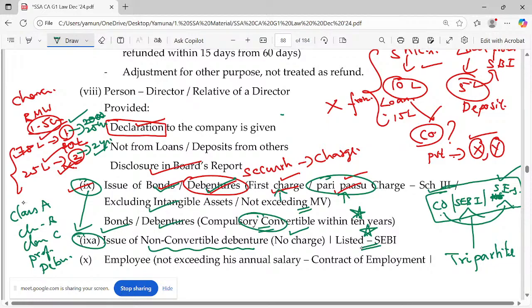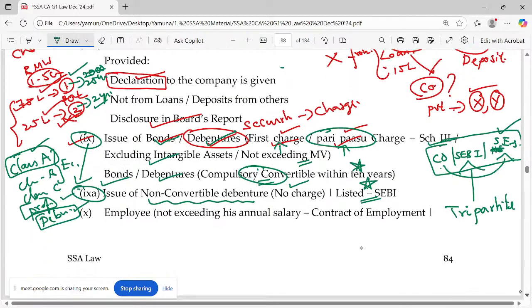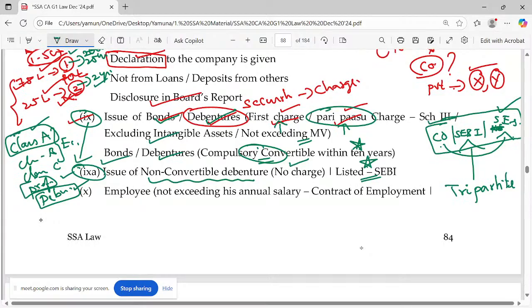Now how many varieties are there? Class A, Class B, Class C, all equity, and apart from this, preference and debentures. I need not list everything. I will list only Class A, preference and debentures. Please check the L&T shares, where you have equity shares and also L&T debentures. We have listed L&T company equity shares, and apart from equity, we have listed debentures.